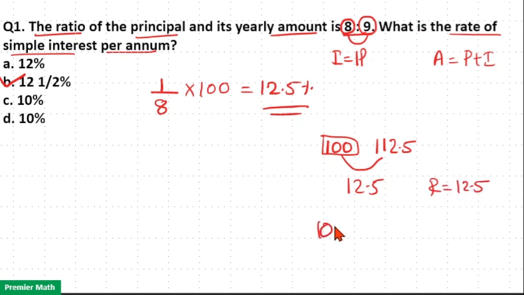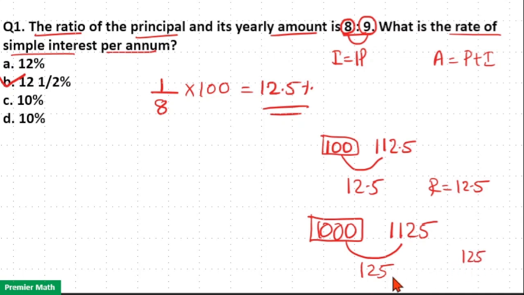Another example, if I invest 1000 rupees in a bank, after 1 year I got 1125 rupees. Now, the difference between the amount received after 1 year and the amount invested initially is equal to 125 rupees. This 125 rupees is the interest here. This interest of 125 rupees I got from this initial amount of 1000 rupees. If I convert it into percentage, 0 cancels, 12.5 is the rate here. So option B is your answer.